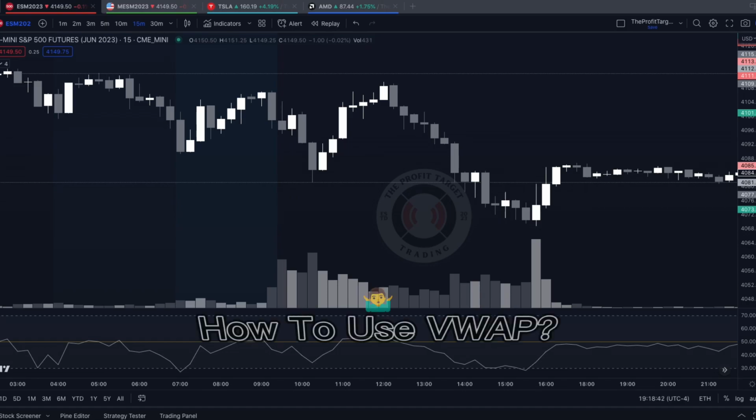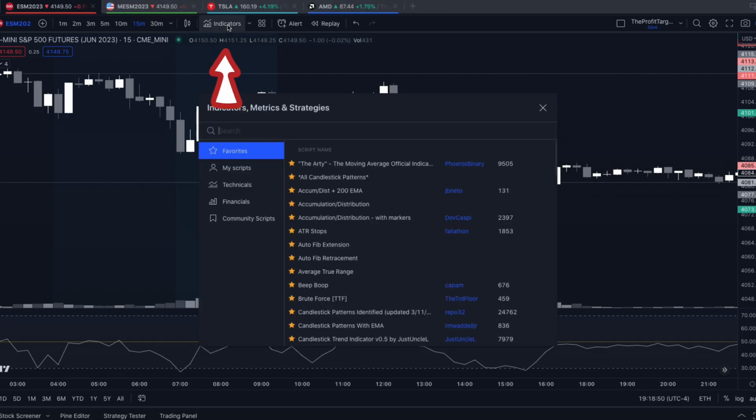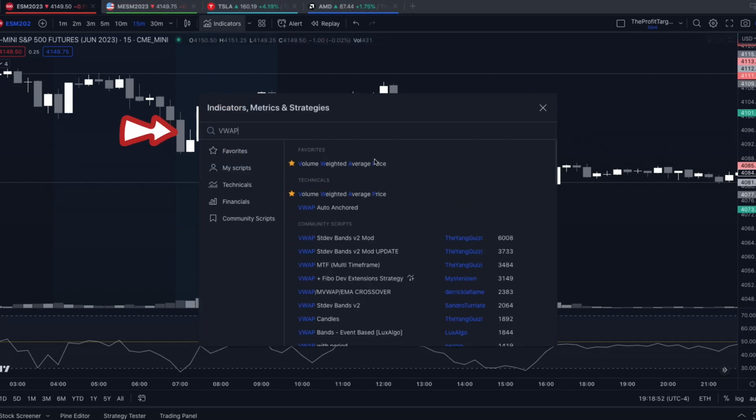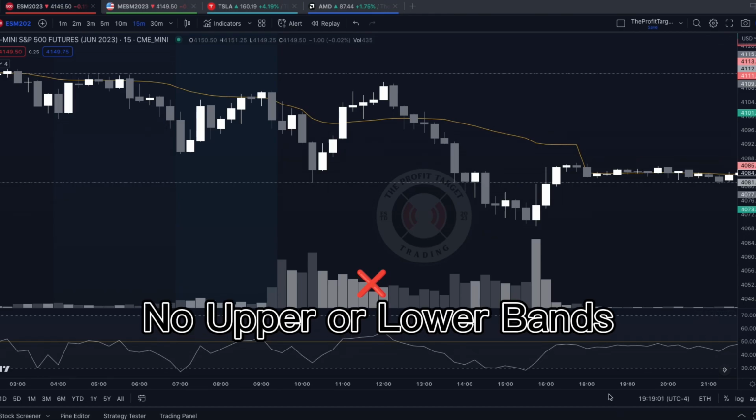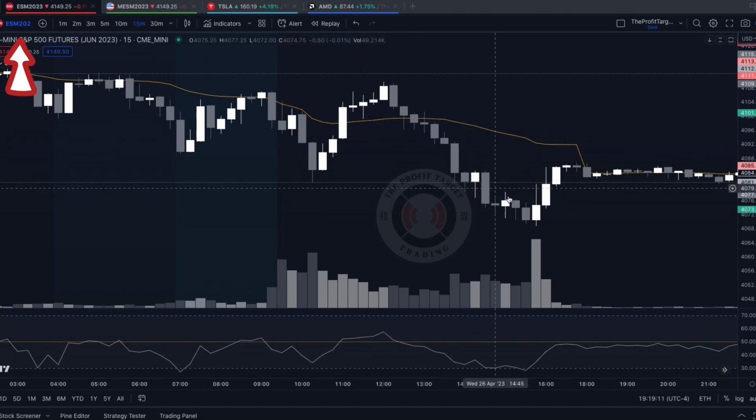So, how can we use VWAP in trading? Go to Indicators and type in VWAP and apply it to the chart like so. We do not use the upper and lower bands and color the VWAP yellow. In this example, we will use the 15-minute time frame on the ES mini futures.